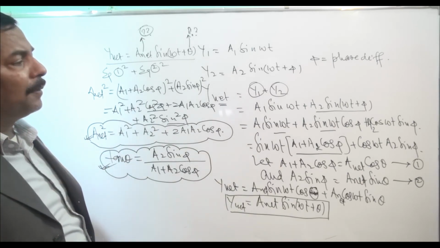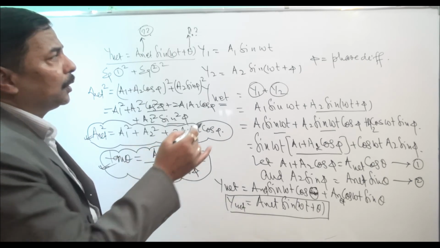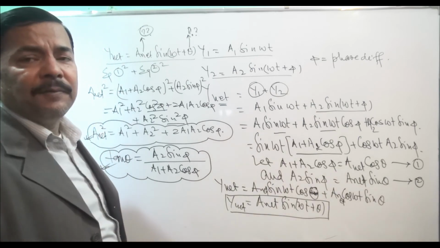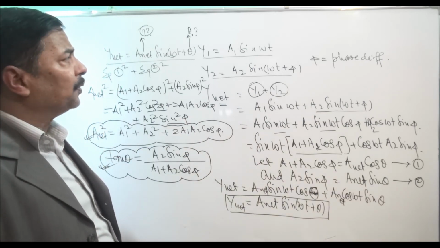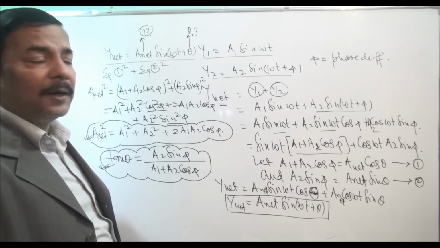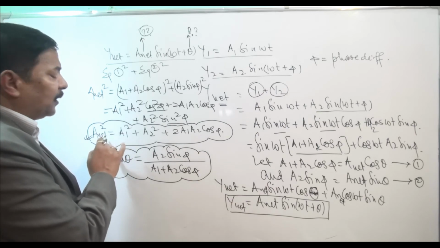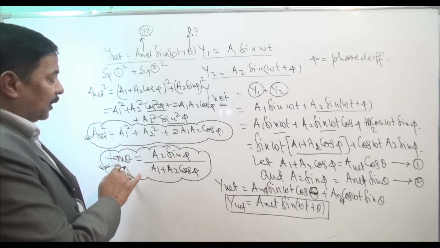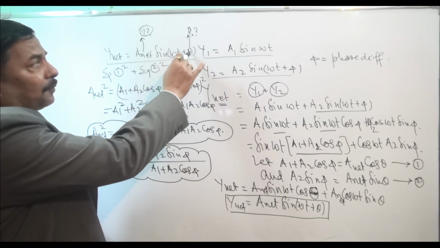So always remember this, as it will be very helpful to you. If two waves are given, then the resultant wave equation we can find easily with this relation. This is very important and you should remember it properly. This gives you the net amplitude of the resultant wave, and this gives you the value of theta, which is the phase of the resultant wave.